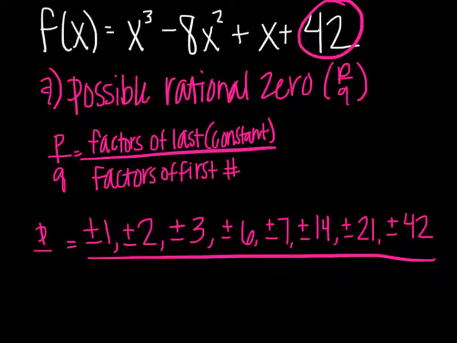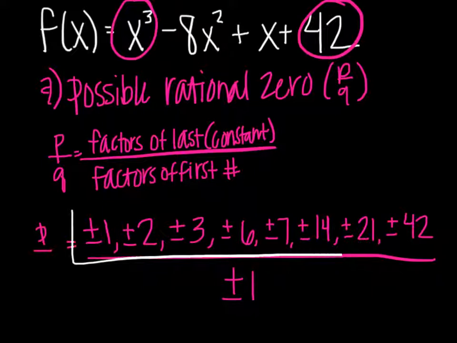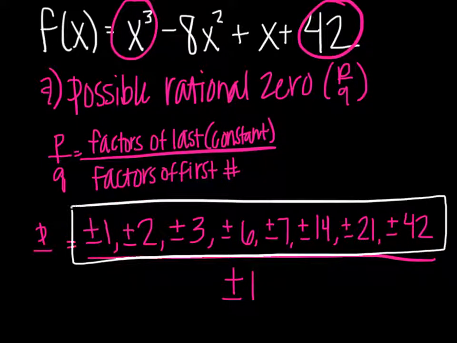Now, for the bottom, we're looking at factors of the leading coefficient. Our leading coefficient's 1, so the only factors of 1 are positive and negative 1. So since our A value is 1, our final answer, and you'll need to rewrite this on your test, is this list right here, plus and minus each of these values. So positive and negative 1, 2, 3, 6, 7, 14, 21, and 42. Again, this is a level 2 objective. You need to be able to do this on your test.